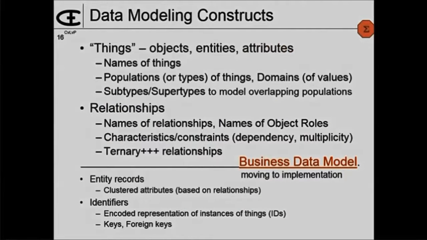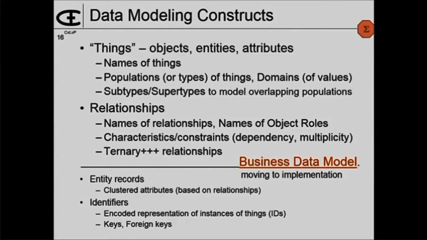So the modeling constructs, we've got things. We need to worry about names of things, populations of things, the domain of values that represent those things, subtypes and supertypes to model overlapping populations. So there's things, there's relationships among things. And we can be concerned with the characteristics of relationships, the names of roles in relationships, the characteristics of dependency and multiplicity and ternary and beyond. Okay? Then to introduce entity records, clustering attributes based upon relationships and identifiers, keys and foreign keys.